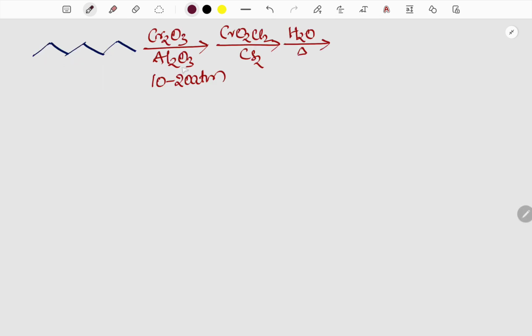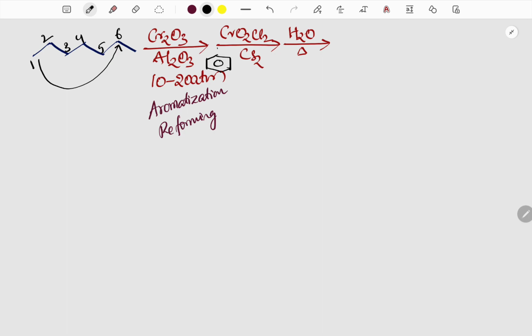Alkane treated with Cr2O3/Al2O3 at 10 to 20 atmosphere. So whenever you see this reaction, immediately we have to recollect our reaction: aromatization, if minimum 6 carbons are present, also called reforming. Therefore here 1, 2, 3, 4, 5, 6. So minimum 6 carbon ring closing takes place, and finally it gives the corresponding toluene.